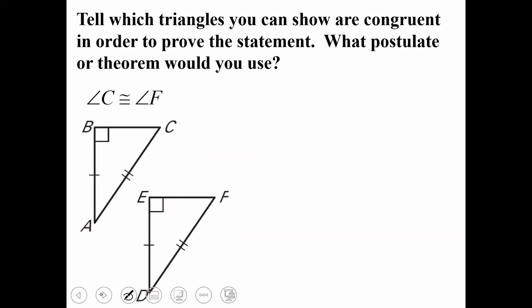Y'all, we're trying to prove that angle C is congruent to angle F. But remember, we have to prove how triangle ABC is congruent to triangle DEF first. Okay? Y'all, what type of triangles do you see? Right, okay? So what could be a possible way that those two triangles are congruent to each other? It could possibly be HL. Y'all, if you think the two triangles are congruent to each other via HL, where do you need to look for markings?